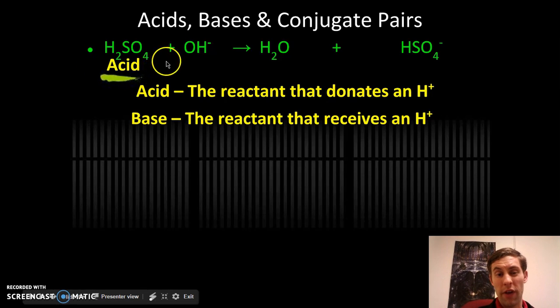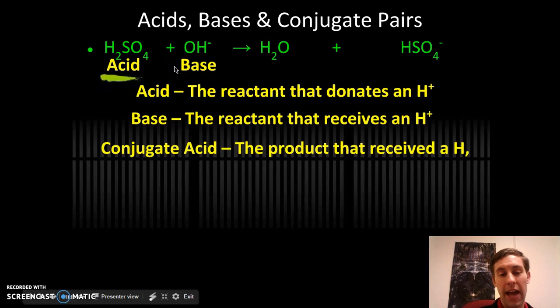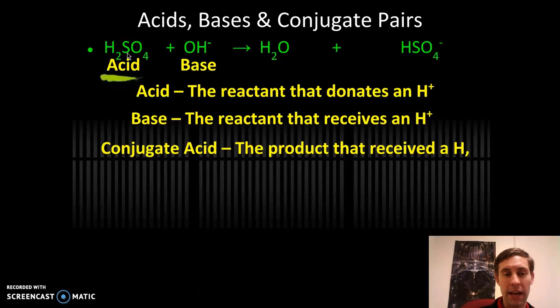It's also the only other reactant. Reactants are on the left side of our equation, if we remember. So that's got to be our base. Now the conjugate acid, this is the product that gained the H. So one of these guys was this guy. So this one looks a lot like this one, but it's missing an H. This had HSO4. This is H2SO4. So this has one less H. So it clearly didn't receive an H, so that cannot be our conjugate acid.